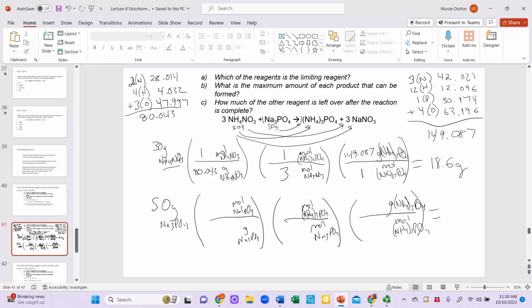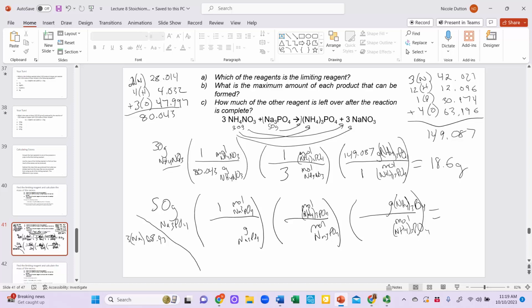So now here, we're going to put our 1 mole is equal to the calculated mass from the periodic table. So we have to calculate this mass. I'm going to do this off in the corner here. There's 3 sodium, 22.990 times 3, 68.97.